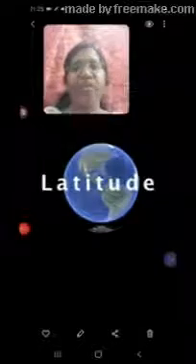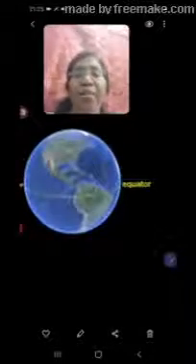What are latitudes? We learned that the equator is a horizontal imaginary line of 0 degree which passes through the earth and divides it into the northern hemisphere and the southern hemisphere. There are a number of lines running parallel to the equator. These are all horizontal lines running parallel to the equator. These lines are called latitudes. We will discuss latitudes in detail later.